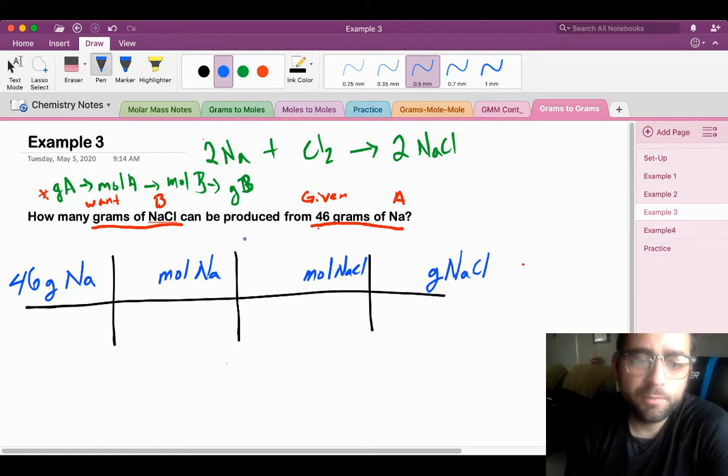So now that my top one is done, I can go ahead and take the top units and just put them on the bottom. Take the top unit, put it at the bottom. Top unit, put it at the bottom.